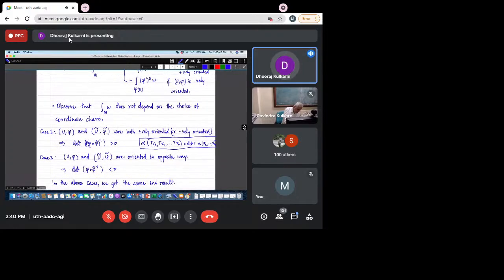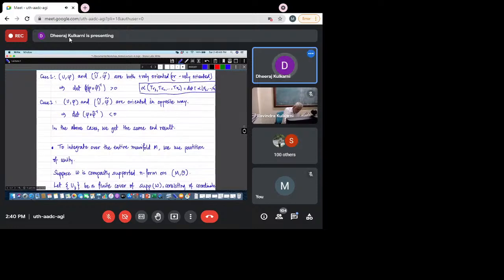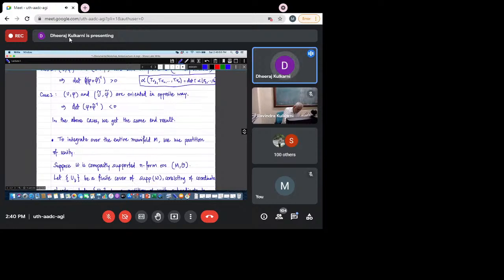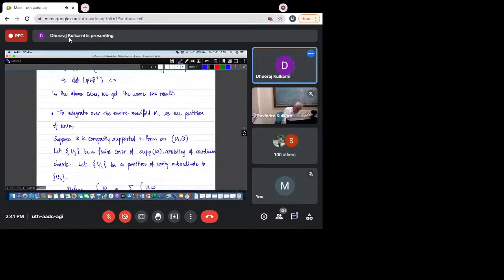Okay. So now the next idea is to generalize this to the case when support of omega is not contained within a single chart. And the obvious trick here is to use partition of unity subordinate to a cover of the support of omega, and define the integral and show that it is independent of the choices that we make. Okay, so let us go into it.